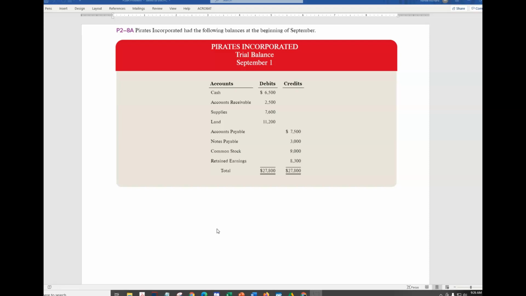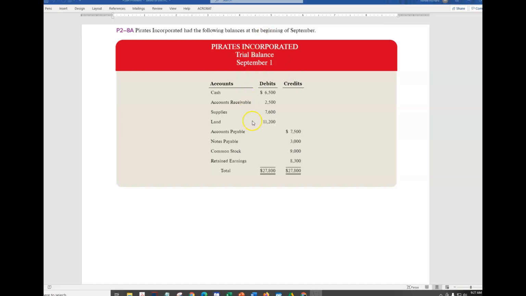P2-8A in your textbook. You can open your textbook, either your electronic version or your paper copy if you have one, and follow along because I won't be showing this again. It's too confusing to go back and forth. But this says that this company had the following balances at the beginning of September. So this was the trial balance they started with.